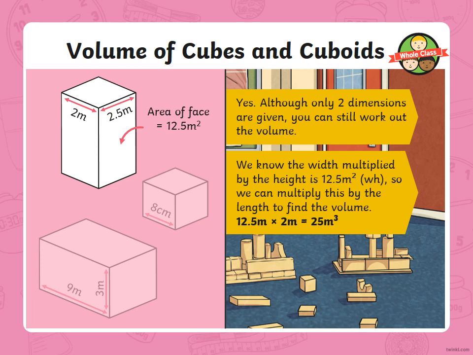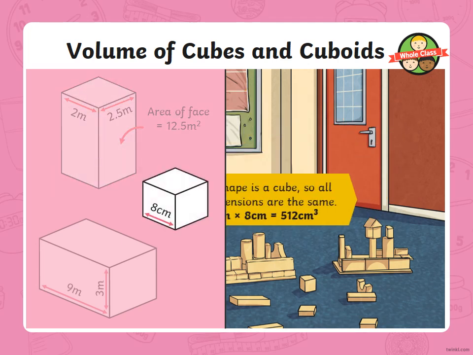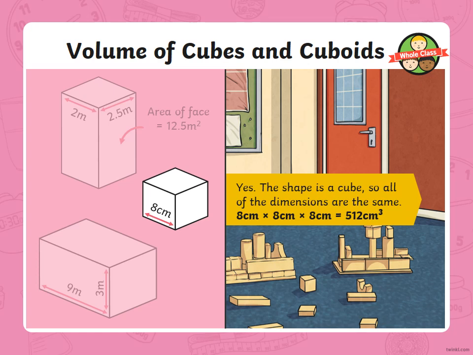Okay, because we know the width multiplied by the height is 12.5. And then from that, we can just multiply that by the length to find the volume. Now for the second shape, we have a cube. And we can see that the width of the cube is 8 centimeters. So we know that with a cube, all of the dimensions are the same. So it would just be 8 times 8 times 8. So our answer is 512 centimeters cubed.